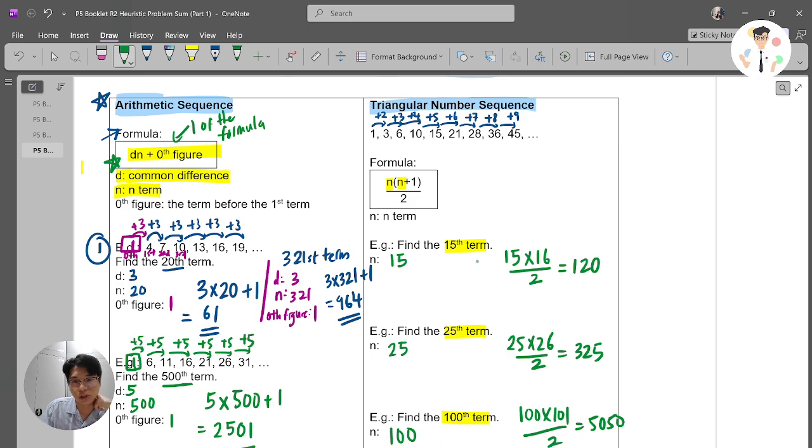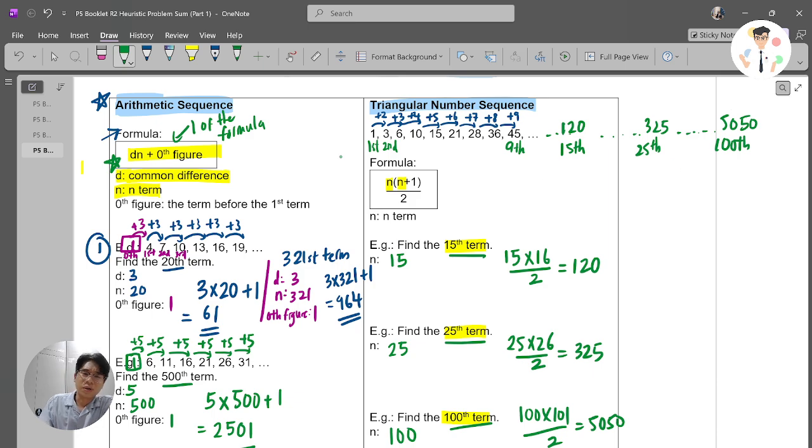And now, teacher, what do the 15th term, 25th term, and 100th term mean? This 1 is the first term. This 3 is the second term. So 1, 2, 3, 4, 5, 6, 7, 8, 9, this is the 9th term. If I continue and find the 15th term, that will be 120. If I continue and find the 25th term, that will be 325. If you continue, and maybe the 100th term, that will be 5050.